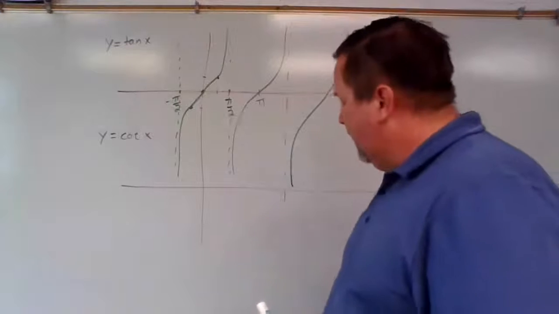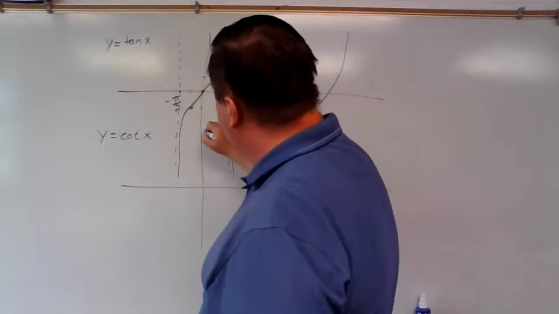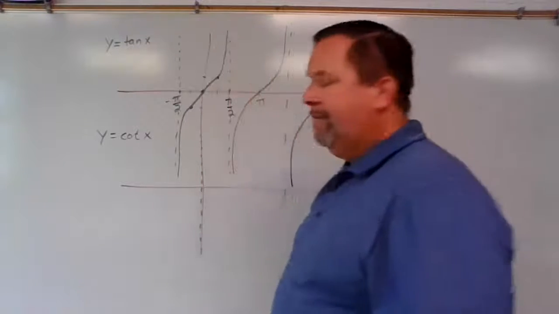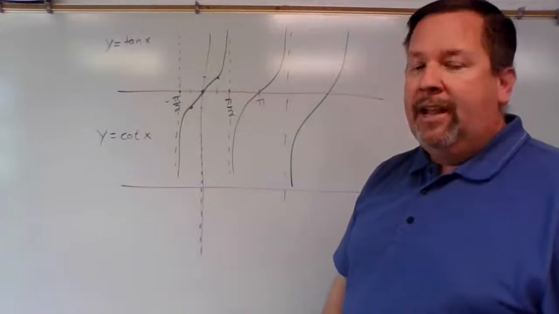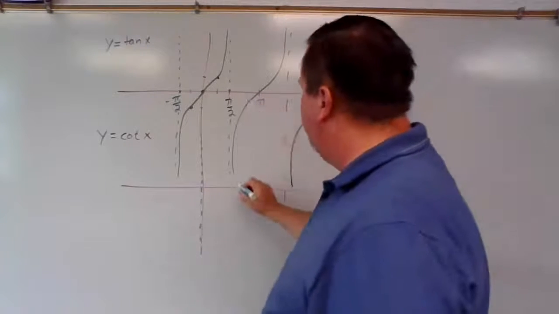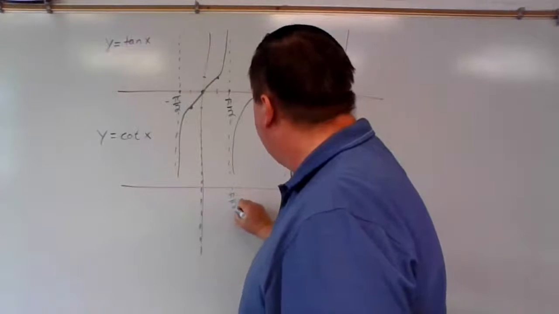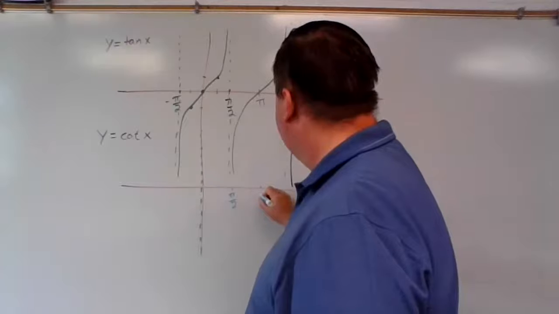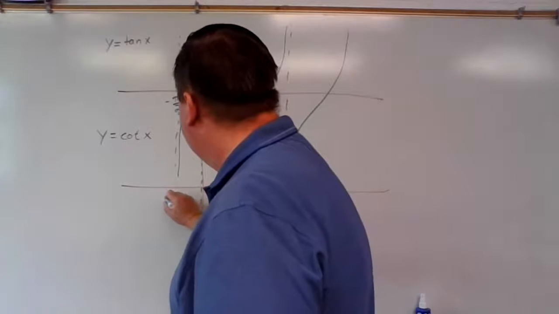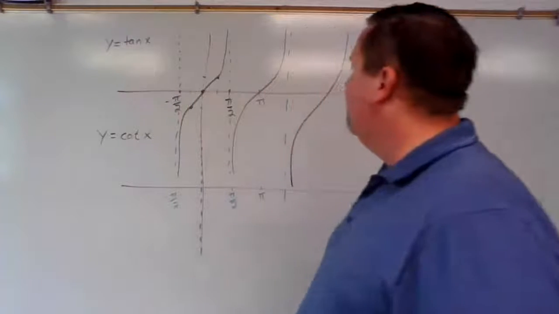Let's maybe use a different color. Instead of making any point, I need to draw myself an asymptote. It's going to be undefined right there. Let me copy over some of my other points: pi over 2, pi, and negative pi over 2. All right.